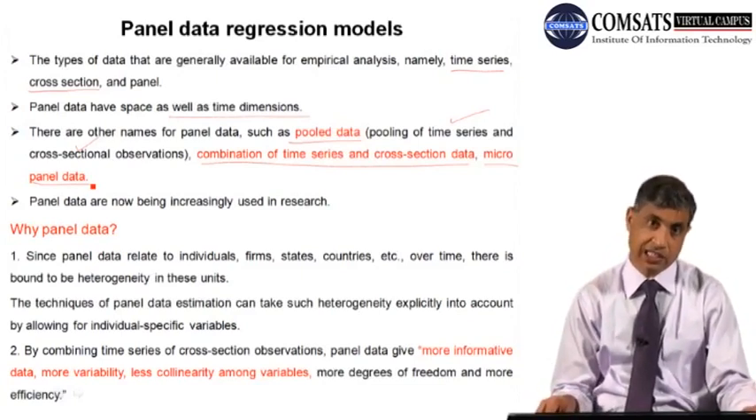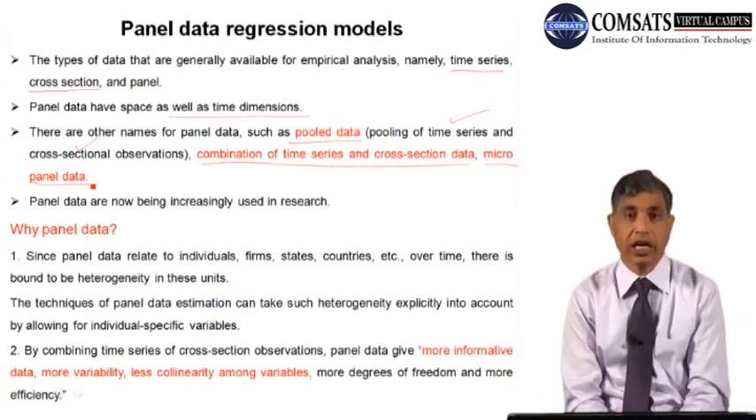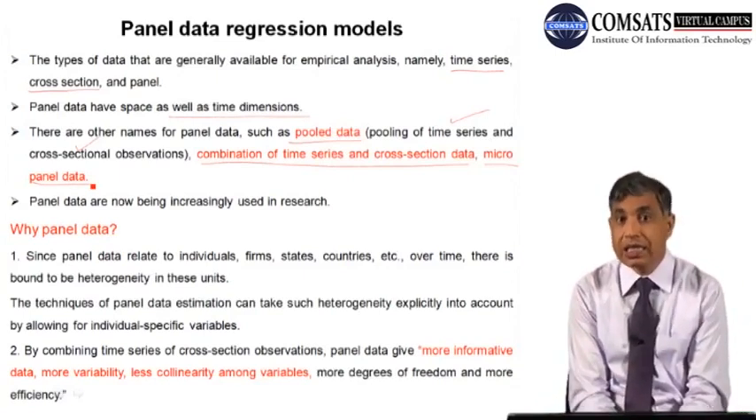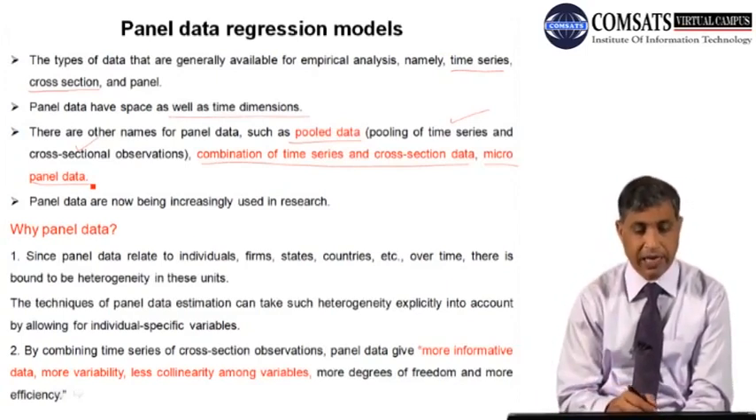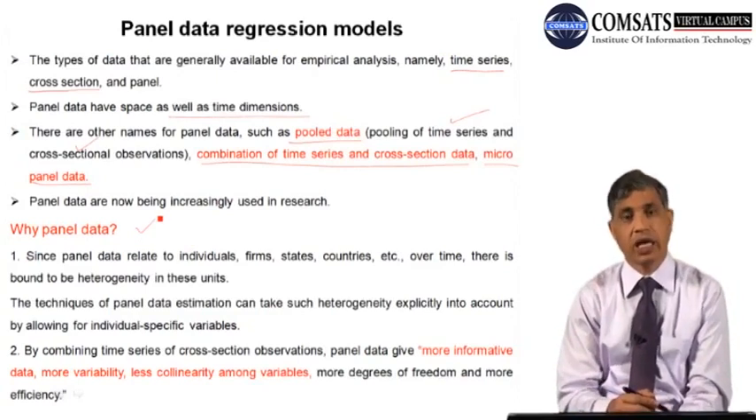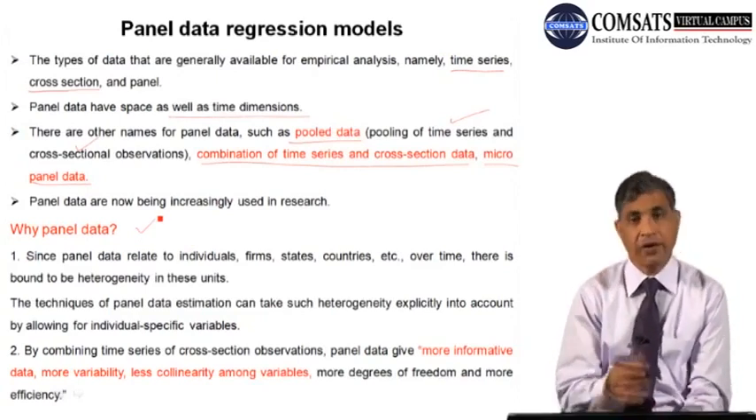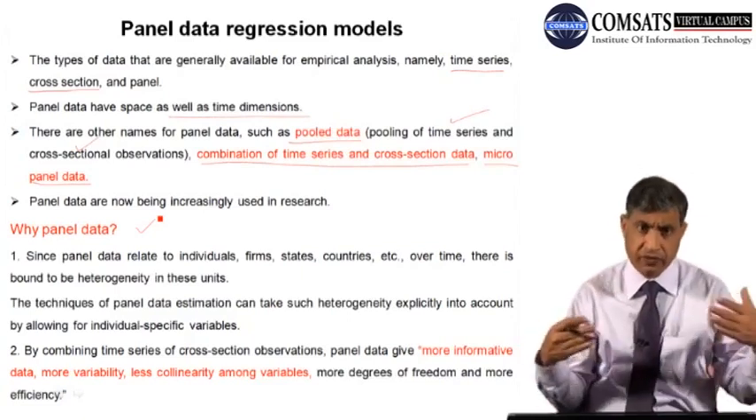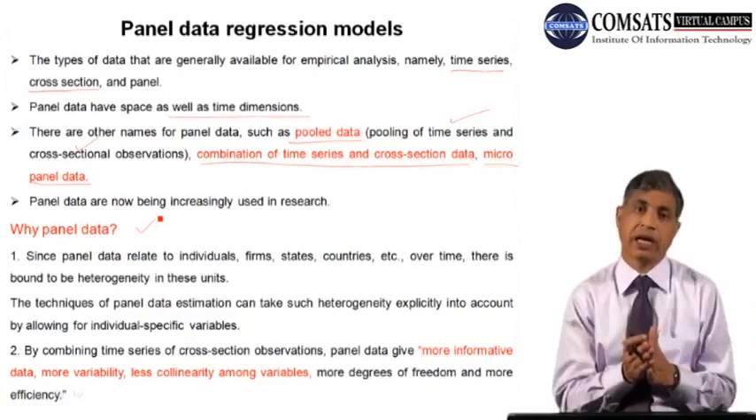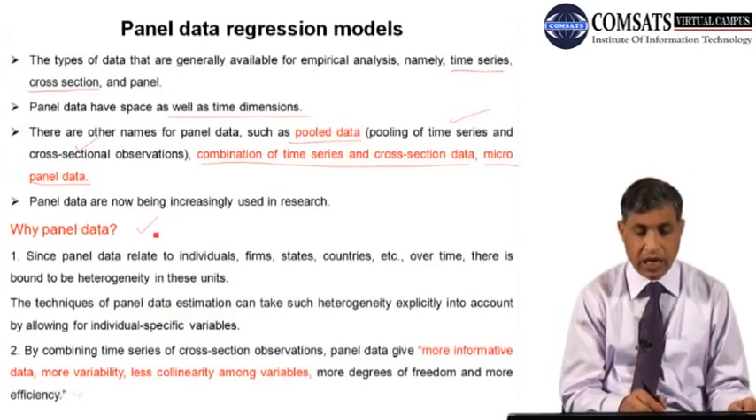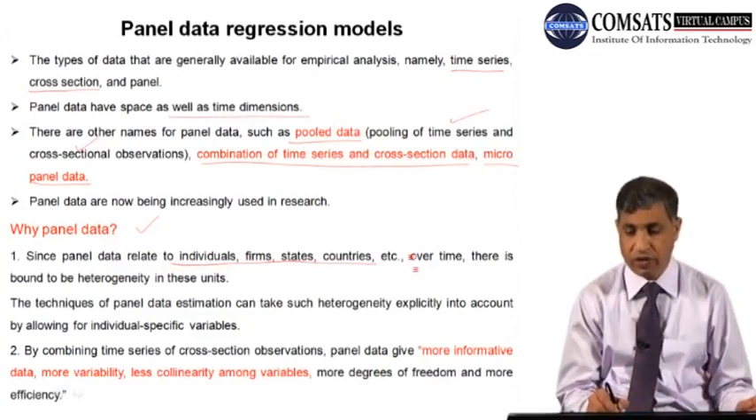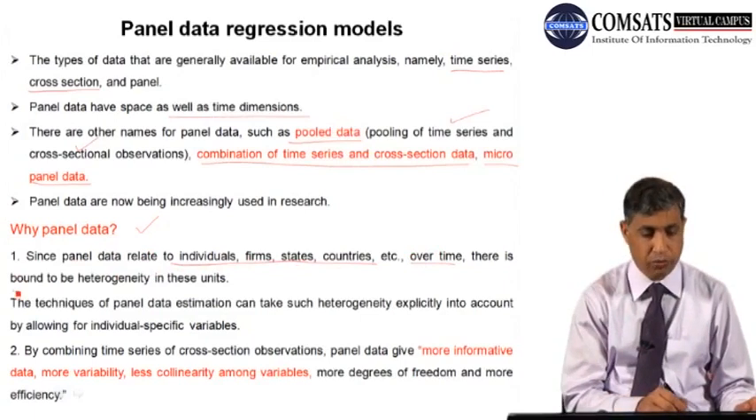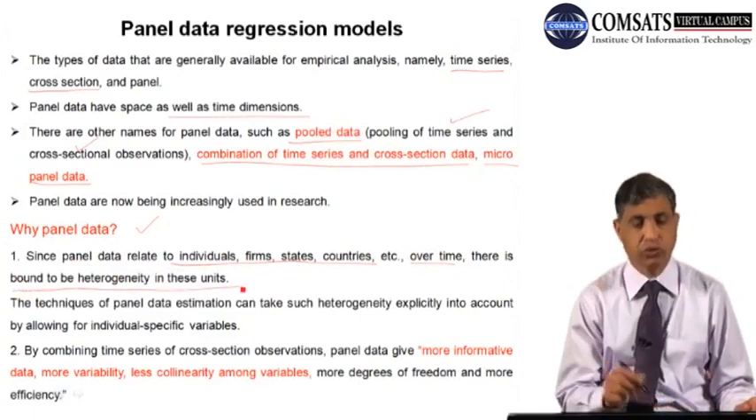Most of the time a researcher tries to get panel data because it gives more information, which needs no explanation. Why panel data? When we have the time series data and we have cross-sectional data, what forces us to combine the data? Since panel data relate to individual firms, states, countries, which are the cross-sectional units, over time there is bound to be heterogeneity in these units.